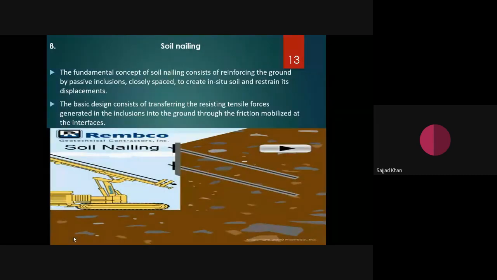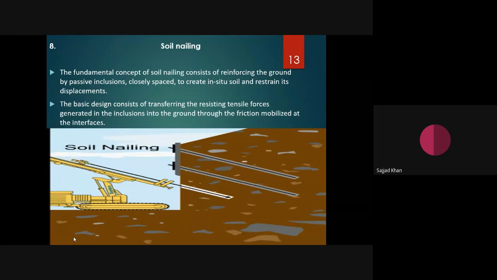The next one is soil nailing. The fundamental concept of soil nailing consists of reinforcing the ground by passive inclusions, closely spaced, to create an in-situ soil mass and restrain its displacement. The basic design consists of transferring the resisting tensile force generated in the inclusion into the ground through the friction mobilized at the interface.